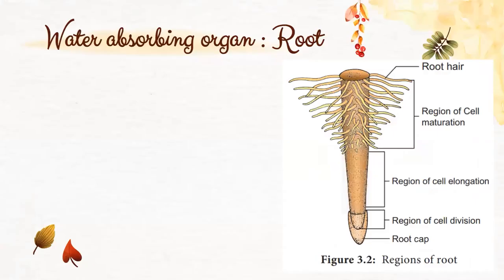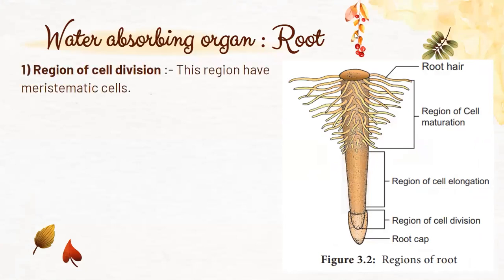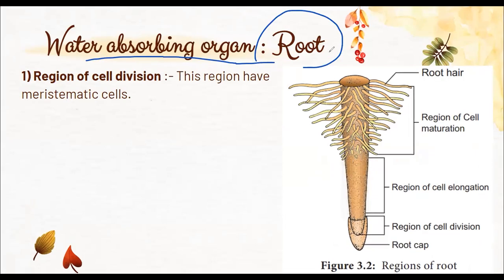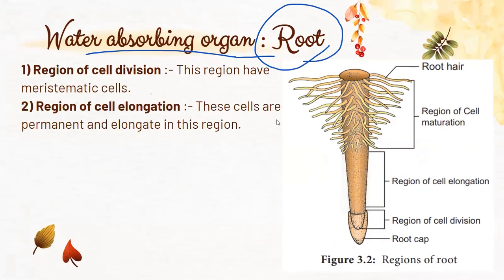Okay, now we move to the next topic of this chapter, that is the first part of the chapter, the primary organ which is responsible for absorbing water. Okay, which is the root. So we need to know the root, the different regions of the root, okay, and its function.